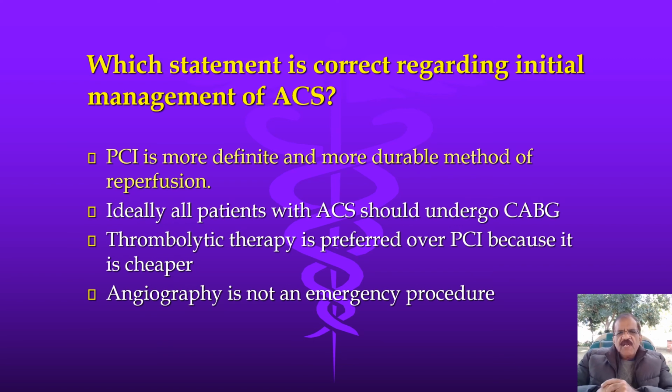PCI is more definite and more durable method of reperfusion. So in acute coronary syndrome, our aim is to reperfuse the jeopardized myocardium. We could do it with PCI, and we could also use thrombolytic agents. Of course, the advantage of these thrombolytic agents is that they are available everywhere, and they can be done even in remote hospital. But if angioplasty is available, if the facility for coronary angiography and PCI is available, that definitely has better response and more durable response, provided it is available.